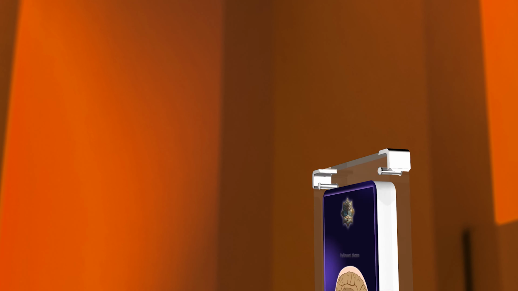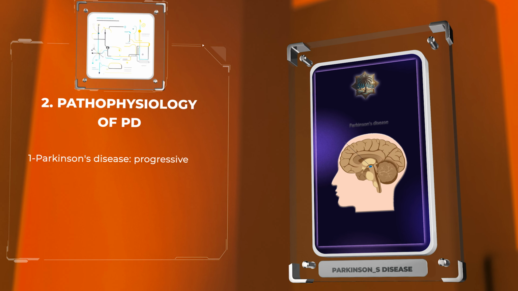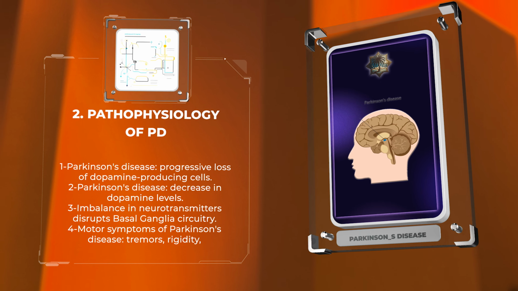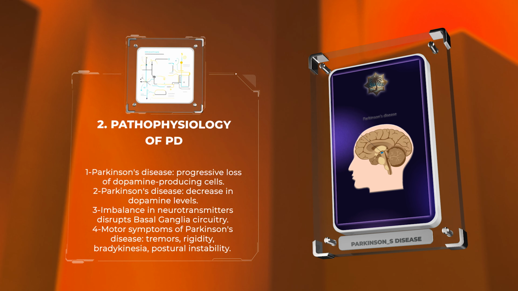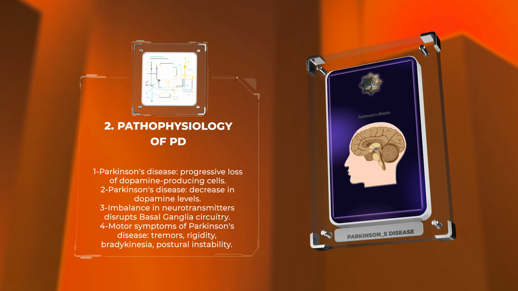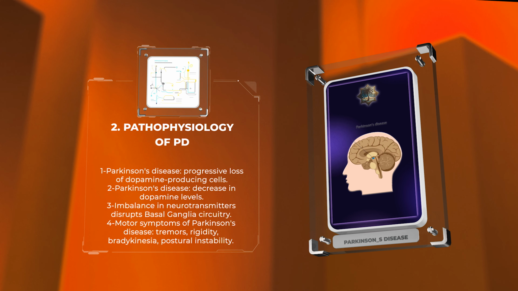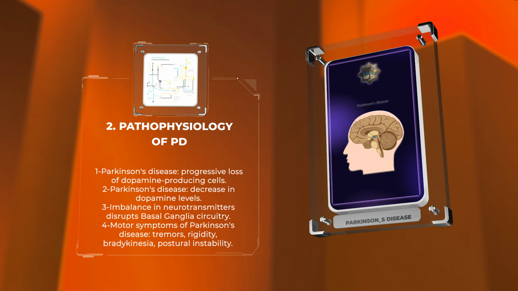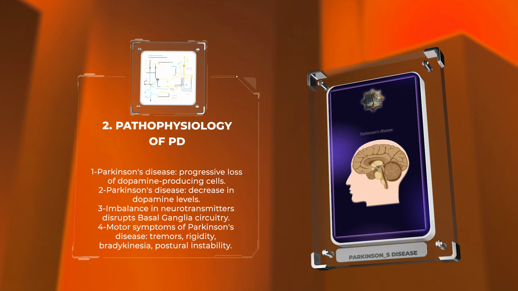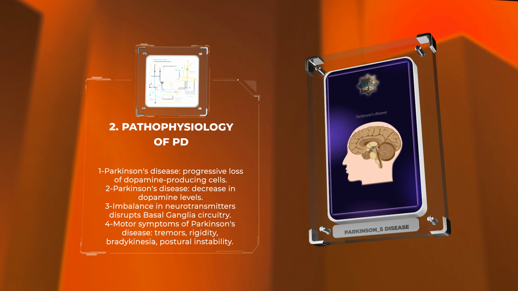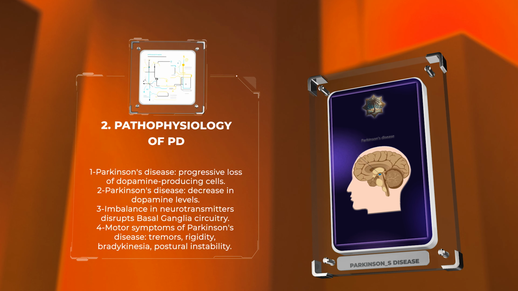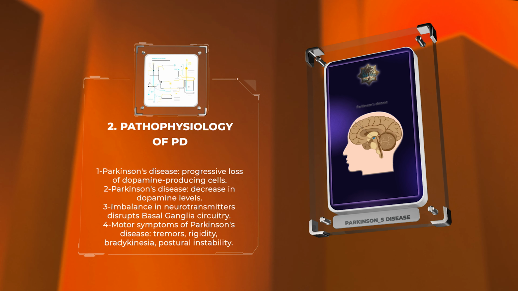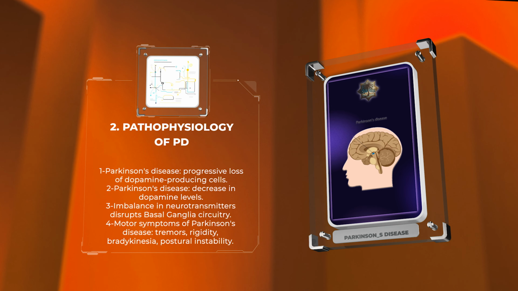Parkinson's disease is characterized by the progressive loss of dopamine-producing cells in the substantia nigra, leading to a decrease in dopamine levels. This imbalance in neurotransmitters disrupts the delicate circuitry within the basal ganglia, resulting in motor symptoms such as tremors, rigidity, bradykinesia, and postural instability. The underlying mechanisms contributing to the neurodegenerative process are multifactorial and may involve genetic predisposition, environmental factors, and oxidative stress.